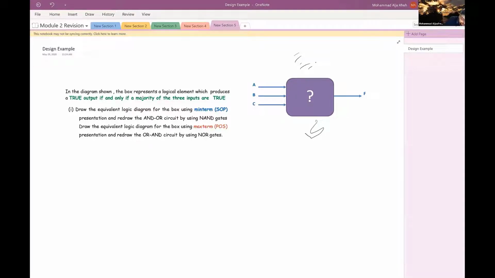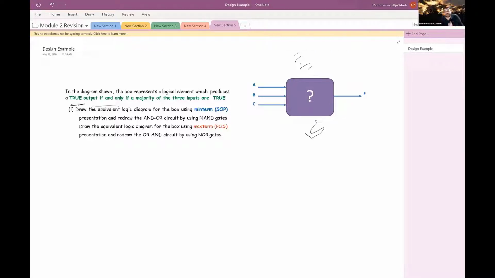What is the goal here? The goal is that circuit will produce true if and only if a majority of 3 inputs are true. So what's the majority? So in other words, if 2 of my variables, A and B, exactly, thank you, Tamim, are in the one or the true state, as long as we're doing the sum of product, that means F should be equal to 1. Otherwise, it's gonna be equal to 0.